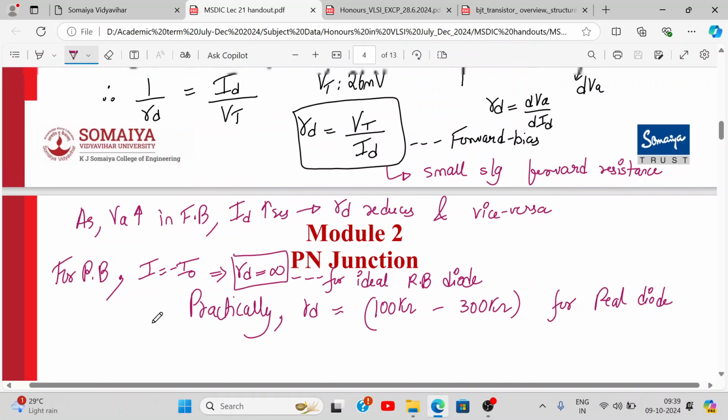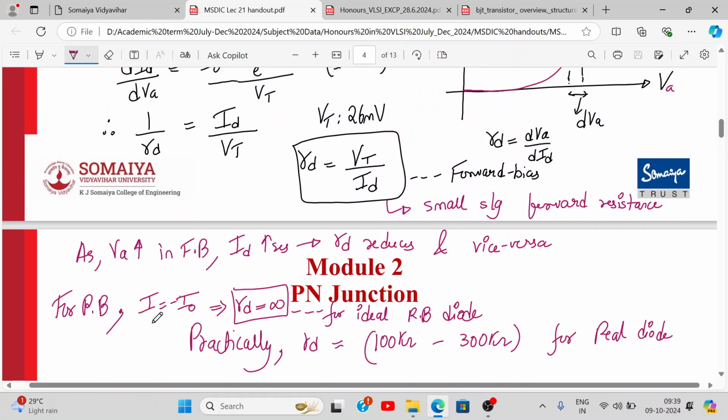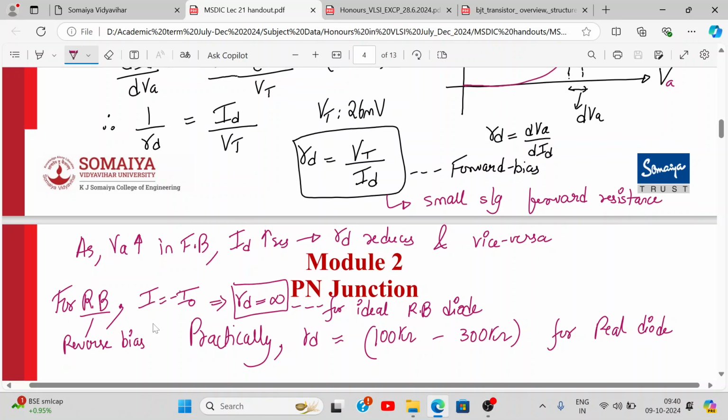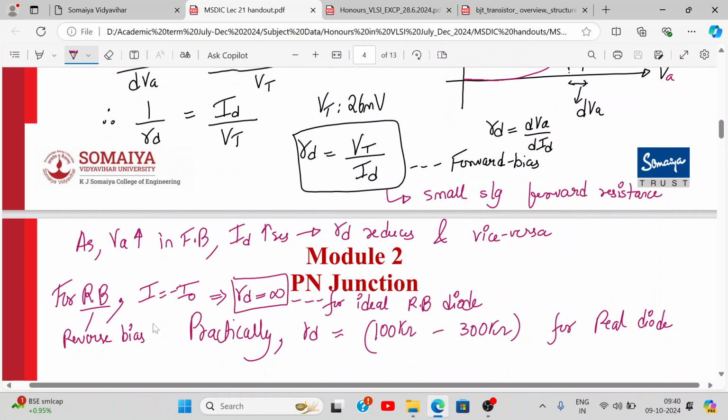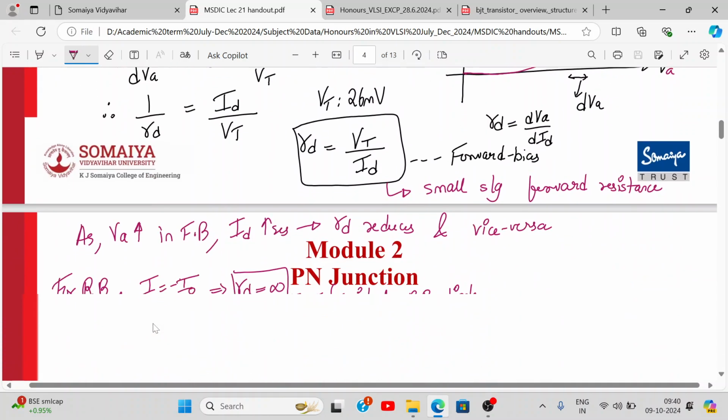All right. What happened? Any doubt? RB is reverse bias, FB is forward bias. So if they ask you to write a short note on the small signal model of a PN junction, you have to draw the model and explain every component in it. Can we go to the next one now? Second component.